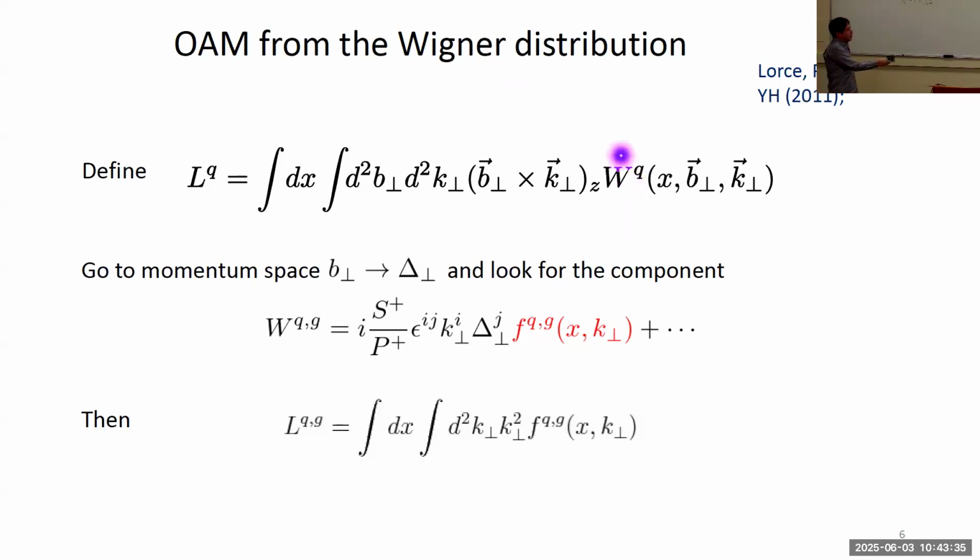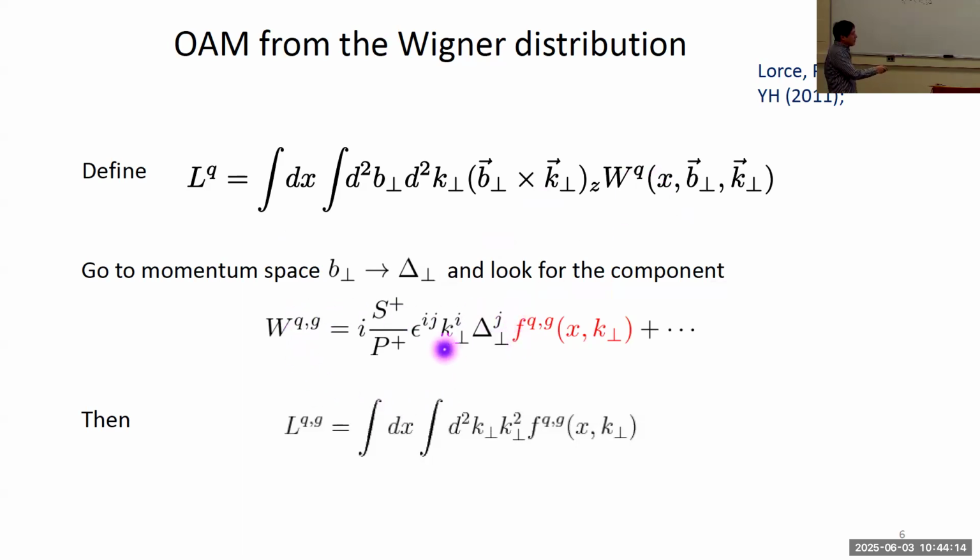And as long as this Wigner distribution is gauge invariant, the resulting orbital angular momentum is also gauge invariant, almost by construction. So this is the basic definition. If you look at this Wigner distribution in detail, you will find a part that depends on the spin. It has many terms, but we pick up one particular term that looks like this. If the proton is polarized, then there must be a term like this.